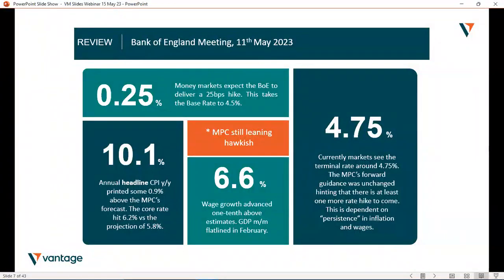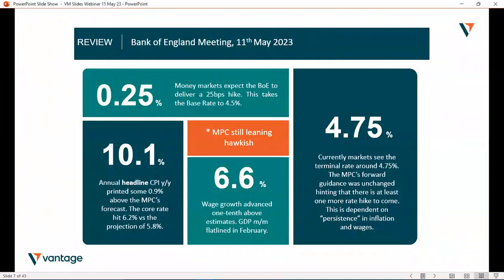We note actually that there is then the next UK CPI data, which we'll review for sure. That's next week, next Wednesday, May 24th. Market, as I say, currently pricing in terminal rate around 4.75%. I think there's around a 75% chance, just above that actually, of a 25 basis point hike at the June meeting.